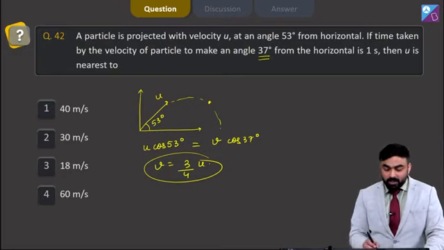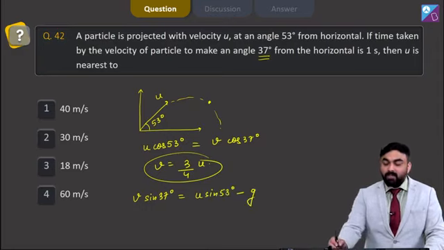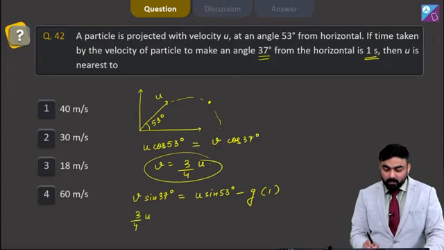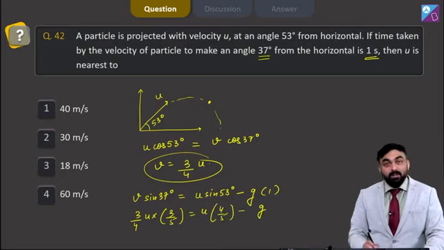So its velocity in vertical direction is equal to v sine 37 degree, which will be equal to u sine 53 degree minus g into t, which according to the question is 1. So v sine 37 is what? V we can write as 3 by 4 u and sine 37 is 3 by 5. Sine 53 is 4 by 5 minus g, correct?